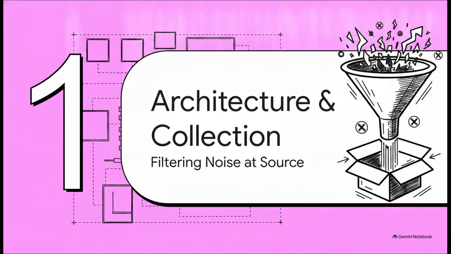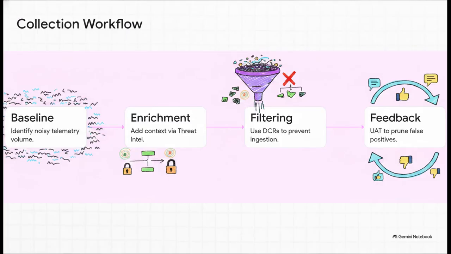All right, section 1, architecture and collection. This is all about filtering the noise right at the source. Let's look at the structured, foundational workflow the architect builds to maintain high-fidelity detections. Step 1 is identifying your baseline telemetry volume. You literally have to figure out which log sources are the absolute noisiest to determine if that high volume provides actual security value or if it's just excessive chatter.